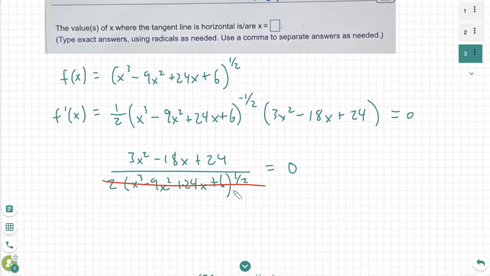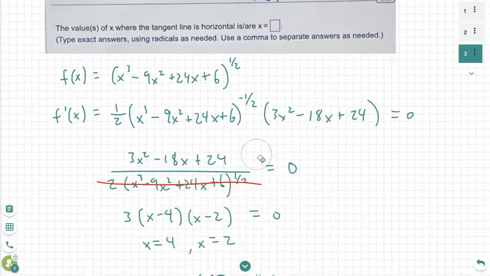You might have to check and make sure you don't have a 0 over 0 case, but let's just solve this for now. So we multiply the denominator on both sides, which gets rid of this denominator on one side, and the 0 stays 0. So how do you solve this equation? You factor. So it's 3 times x minus 4 and x minus 2. Let me see. Okay, x squared minus 6x plus 8. Then x equals 4 and 2.